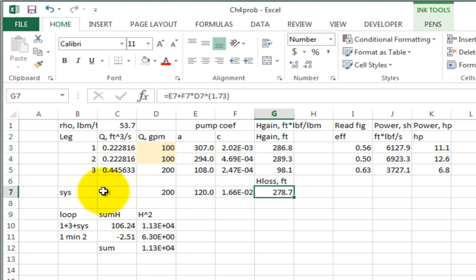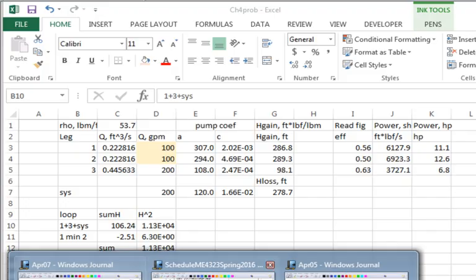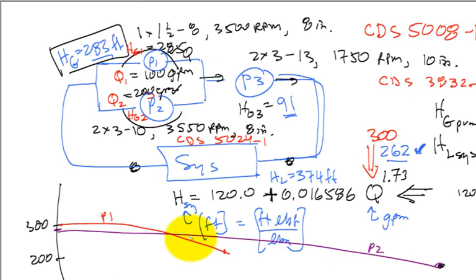Okay, so what do I do? I come over and I do loops. Kirchhoff's loop laws, right? So instead of voltage gains and drops, I'm doing head gains and drops. True? Just like what we did. So the first loop, think about it. Let me go back to the illustration. First loop, go through pump 1, then through pump 3, then through the system. That's loop 1.